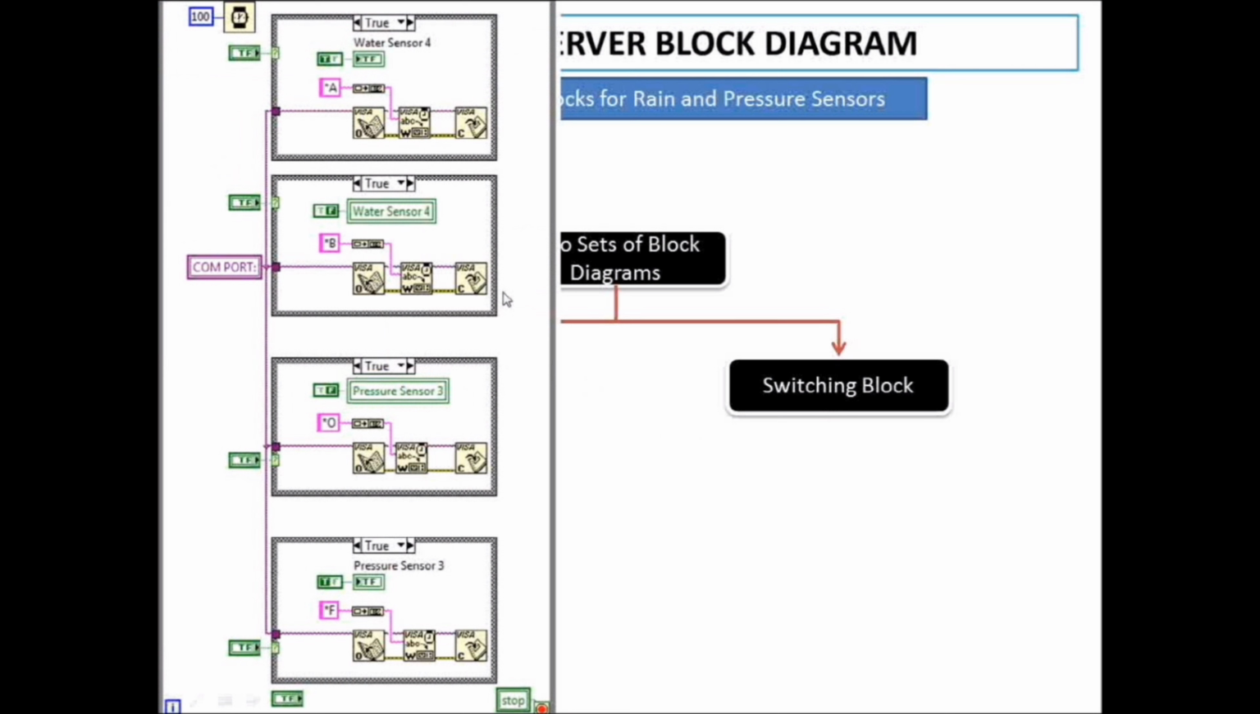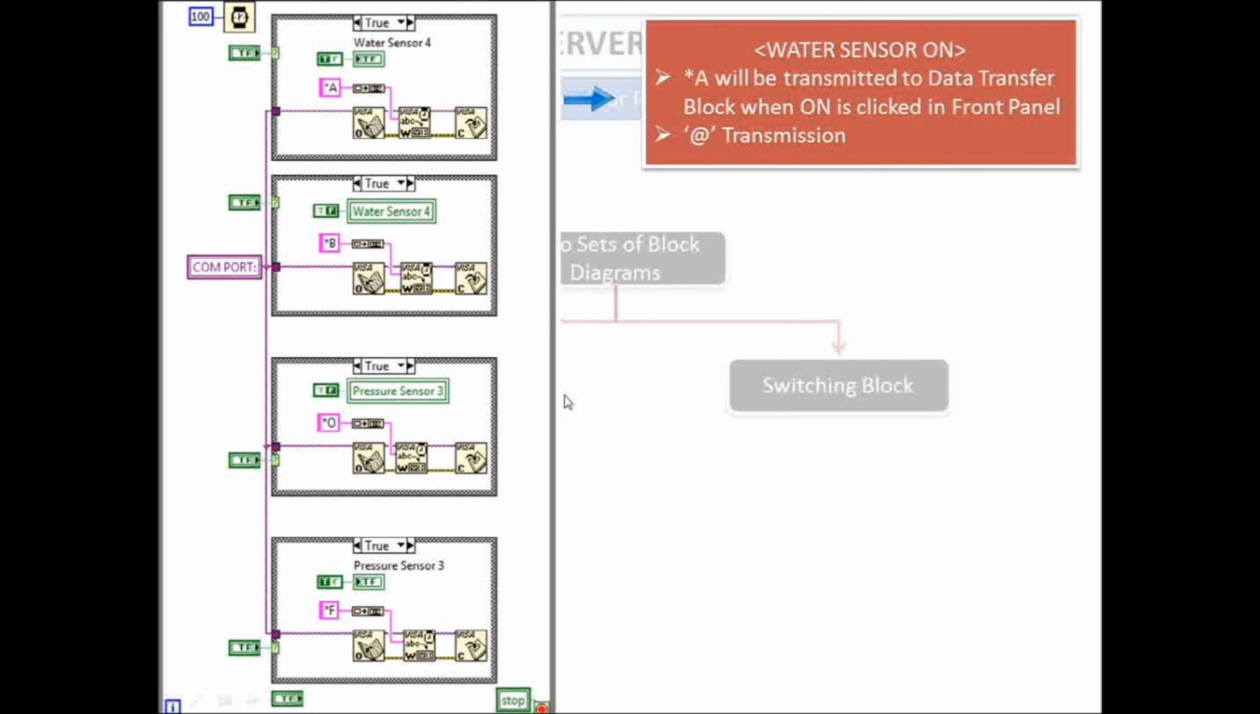Now we will see about the switching block. This is the switching block. It consists of 4 sub blocks. Why are there 4 sub blocks? If someone asks, 2 sub blocks are for on and off of the water sensor, and the next 2 sub blocks are for the off and on of the pressure sensor.